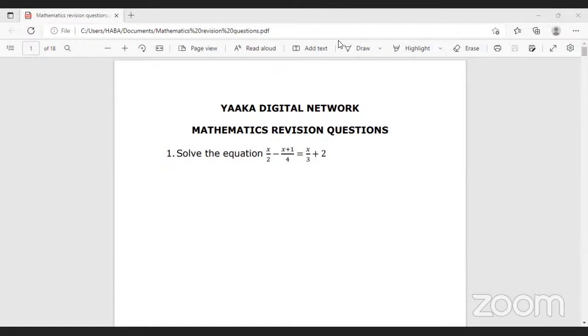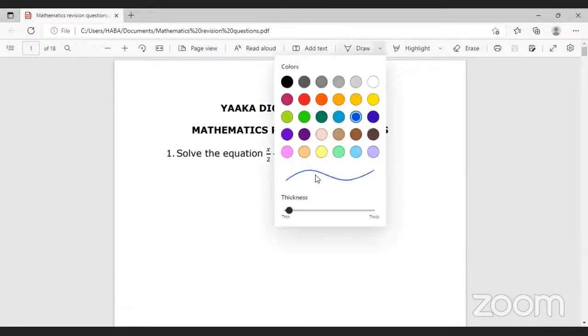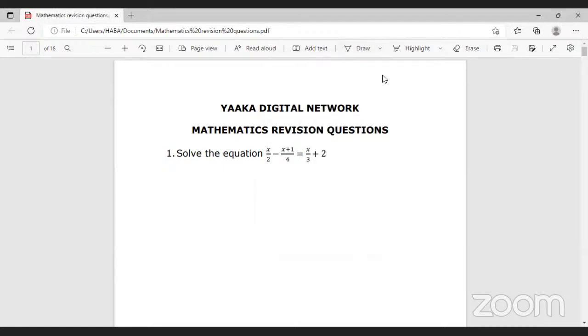We have to first find the LCM of 4, 3, and 2. And then we multiply throughout by the LCM. Then we can find x. So what would be the LCM of 4, 3, and 2? It's 12. Good. So we are going to multiply everything here by 12.